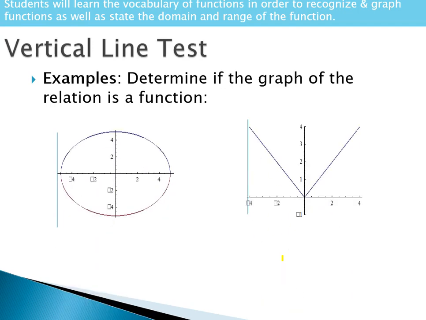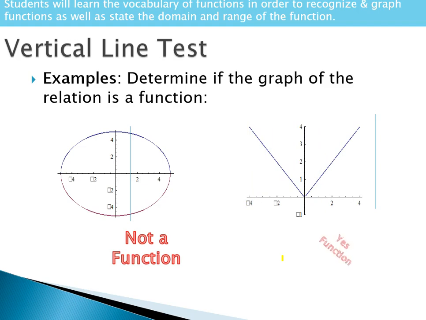So take a look at these two graphs. Which one's going to be the function? Right, the one on the right would be the function, because the one on the left is a circle and it's not going to pass the vertical line test. Now I brought the line over farther, but you don't have to take it that far. And again, the absolute value graph is in fact a function because it only passes one point at a time.